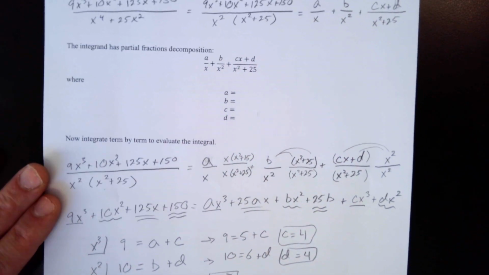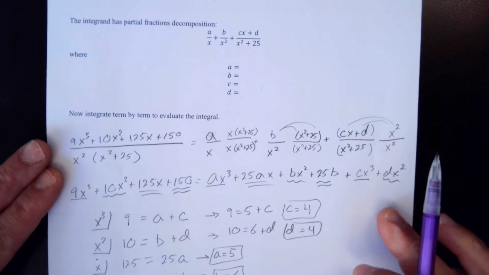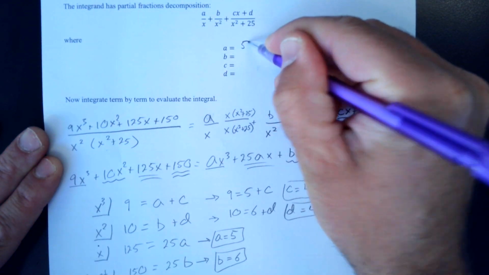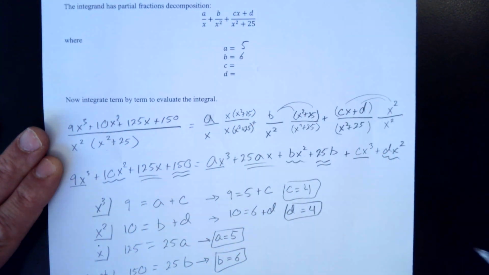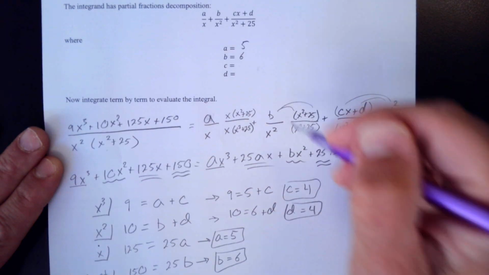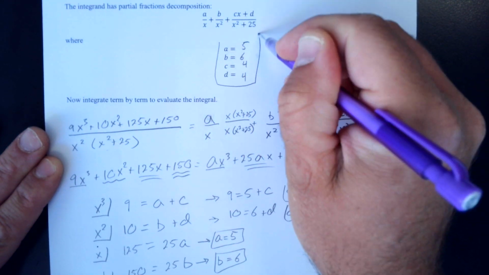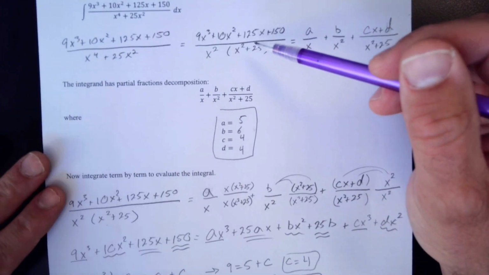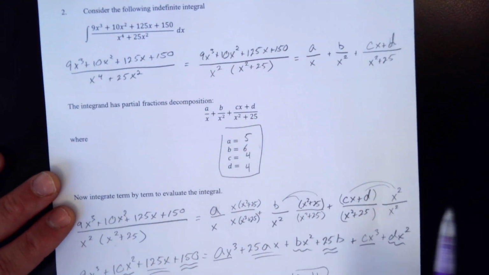So if I go back up here to where I started, what are these a, b, c, and d's that make this true? Well, a must be 5, b must be 6, c must be 4, and d must be 4. So what I've done is now I can rewrite my original integral like this.